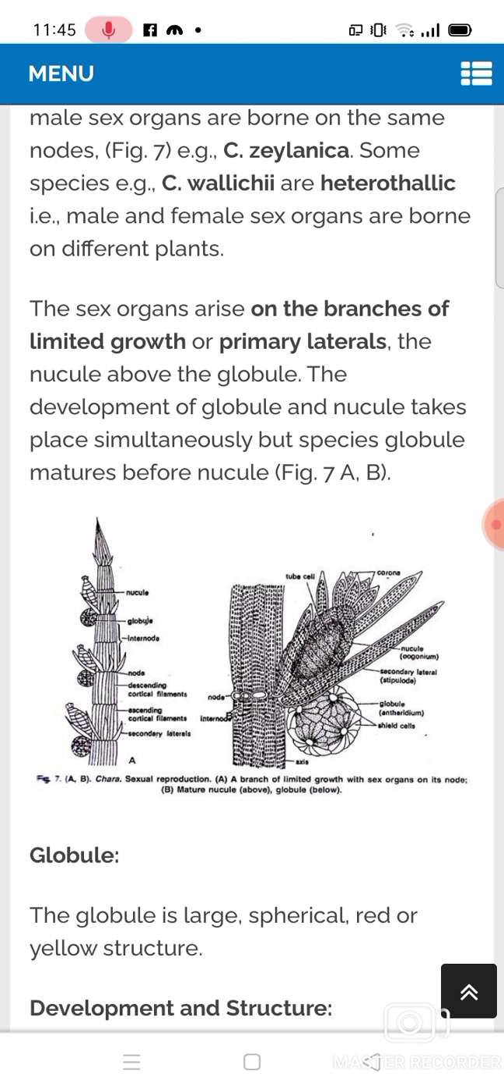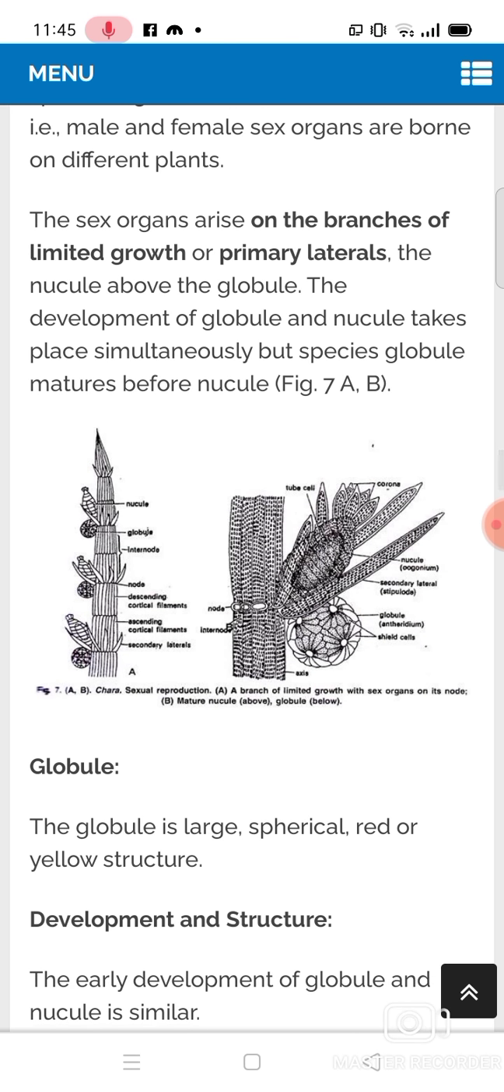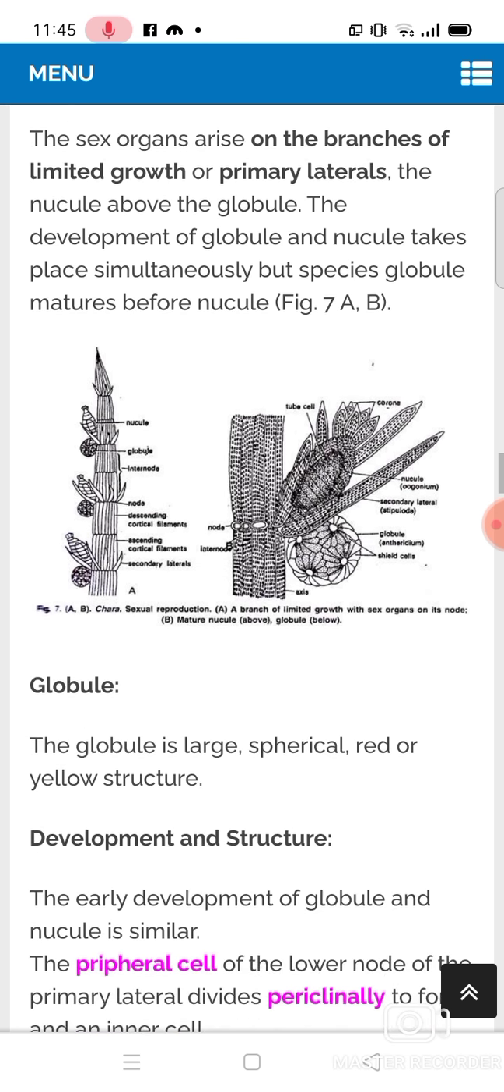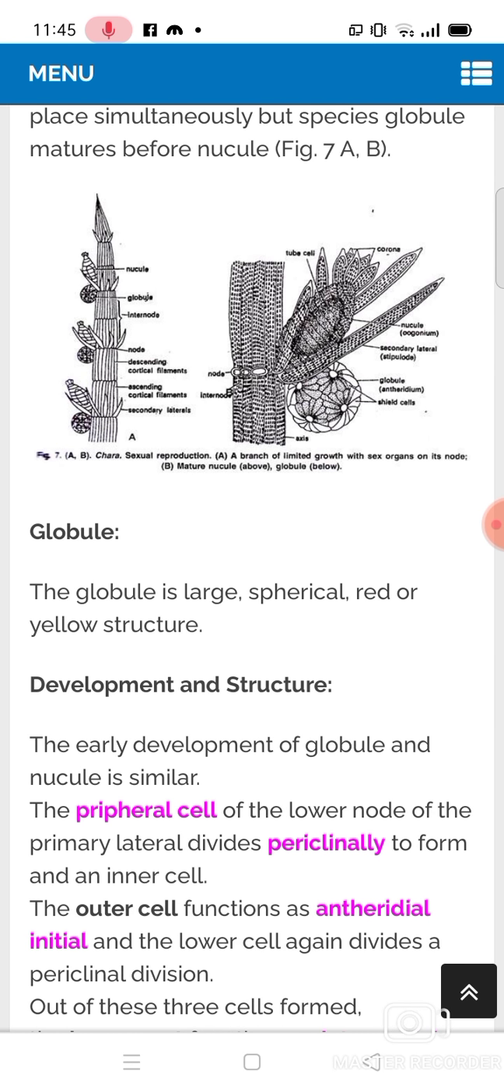The nucule is basically present above the globule. The development of the globule and the nucule, means the male and the female sex organs, takes place simultaneously, but in most species the globule matures before the nucule. You need to know that the globule matures before the nucule, means the male sex organs mature early as compared to female sex organs. In the diagram you can see the globule and the nucule present on the lateral, on the side branches or the branches of the limited growth.